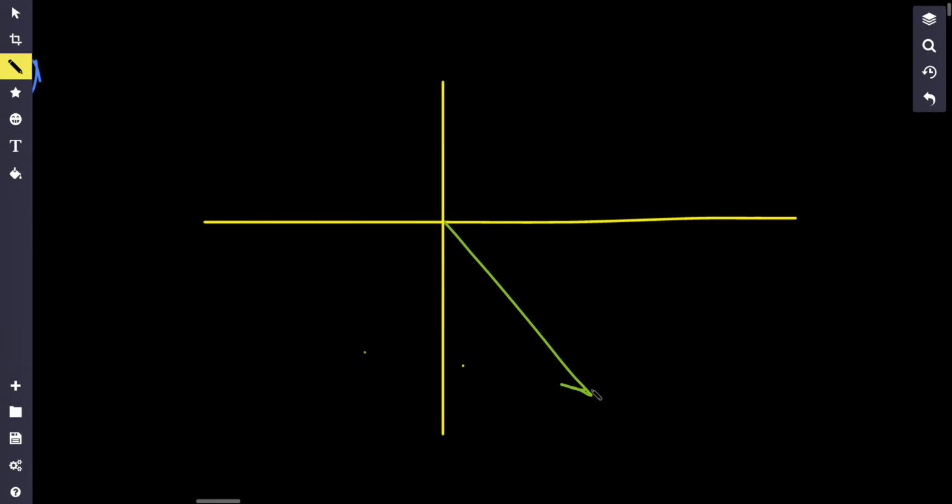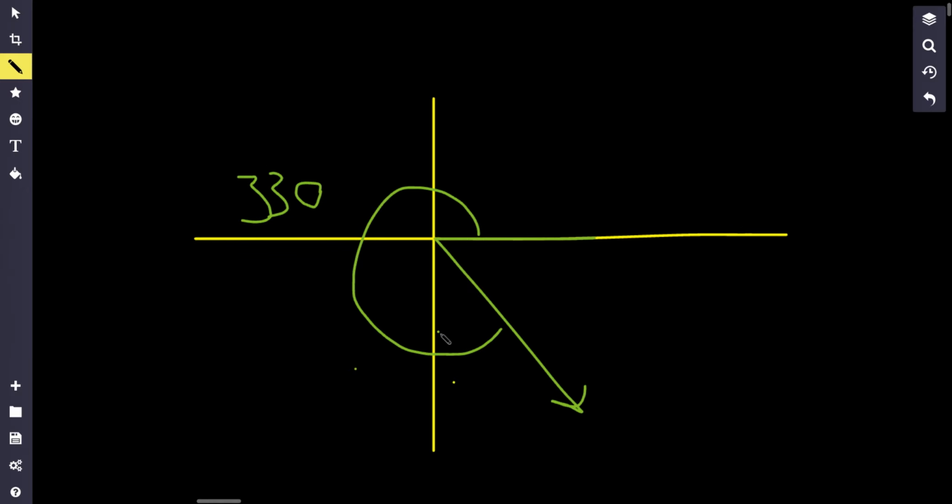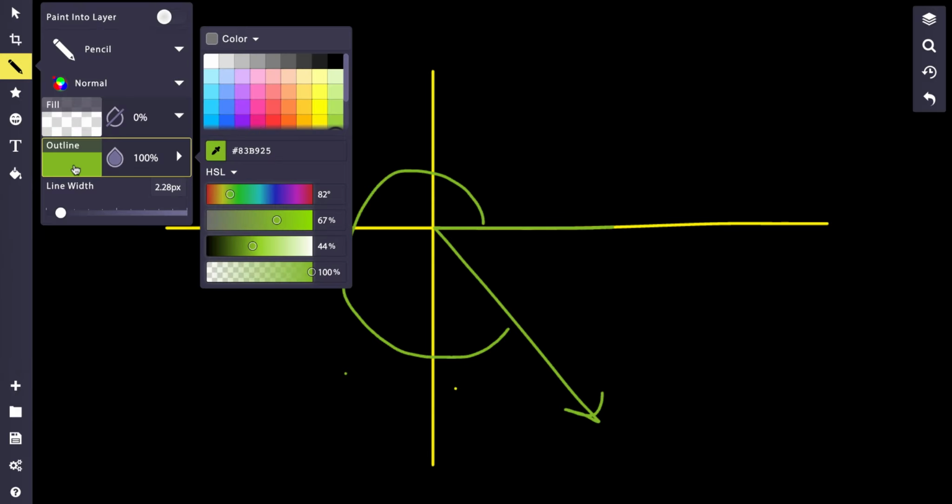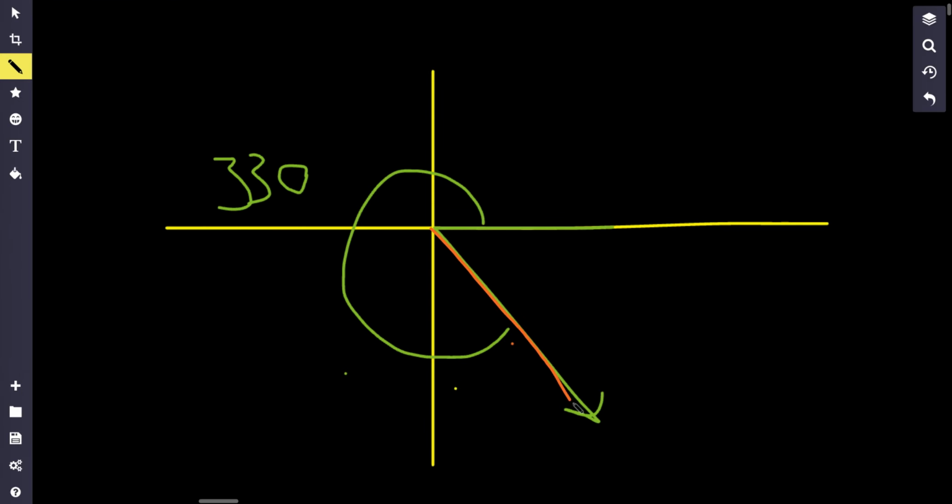Let's say I have a 330 degree angle. What's my reference angle? Remember, the reference angle is the acute angle formed by the terminal side of the angle and the x-axis. Whenever you're doing reference angle problems, sometimes you can just think about this logically.